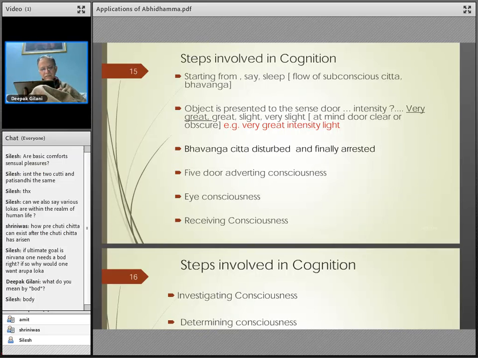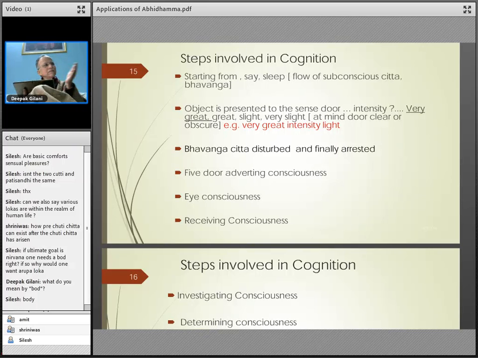तो उस प्रोसेस में जो कॉग्निशन में कई सारी प्रोसेस इन्वॉल्व हैं, जैसे ये वी हैव भवंग चित्ता, जैसे 16 इसमें 15 में कहा था ना कि भवंग चित्ता पहले डिस्टर्ब होगा, फिर वो अरेस्ट हो जाएगा, then five door adverting consciousness will find out where the disturbance happened, then say eye consciousness arises, then it will be the eye consciousness means just one millionth of a second of just something is there, then that whatever impact has fallen, it has to be understood. So there will be two chittas, one will be receiving consciousness and investigating consciousness, and then there is a determining consciousness which determines what it actually is.